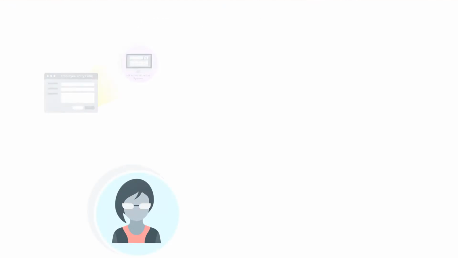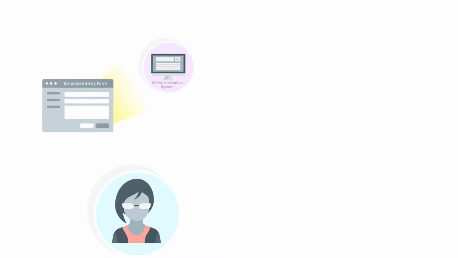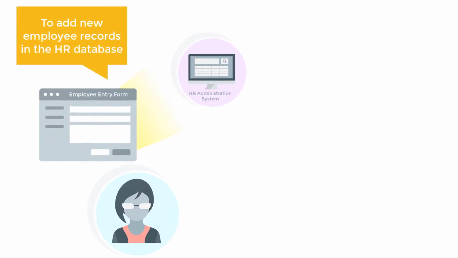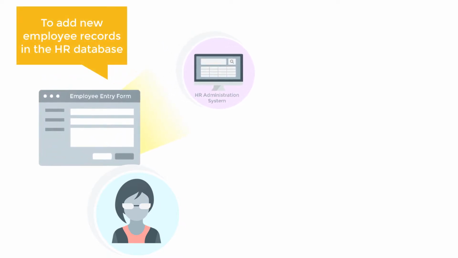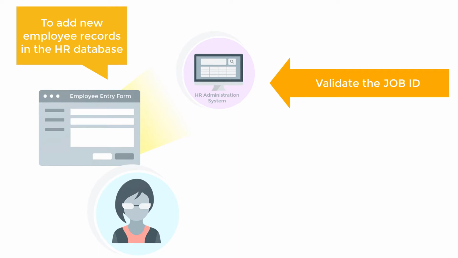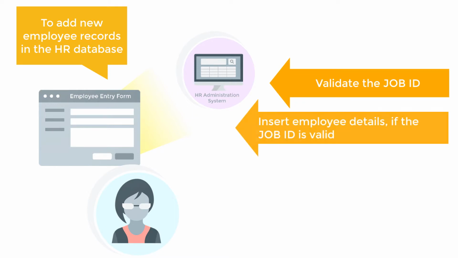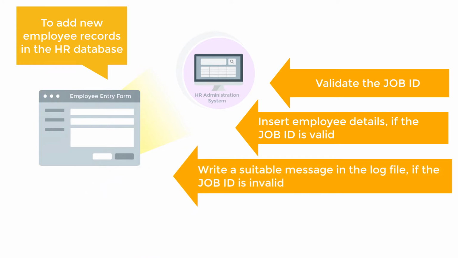As you already know, Jill developed an employee entry form in the HR administration system to add new employee records into the HR database. She also analyzed and identified that this form has to first validate the job ID. Second, if the job ID is valid, then insert a new record for the employee into the HR database. And third, if the job ID is not valid, then display an appropriate message on the screen and make an entry into the log file.